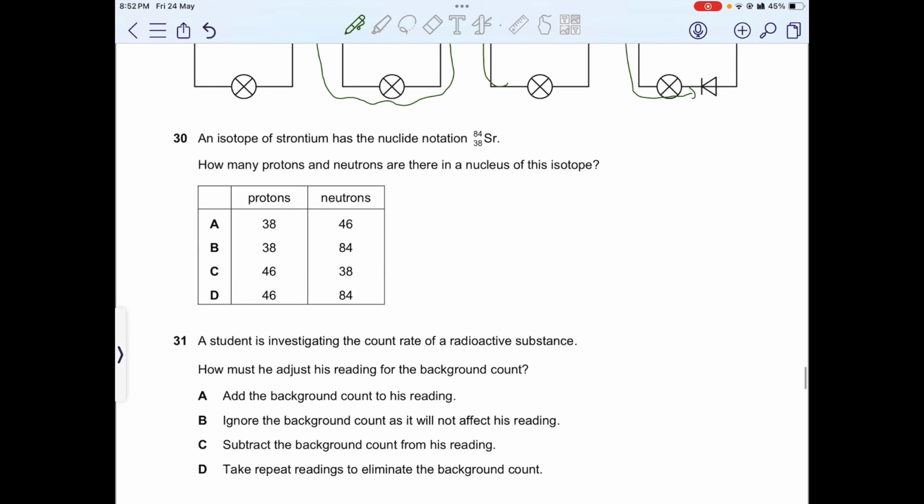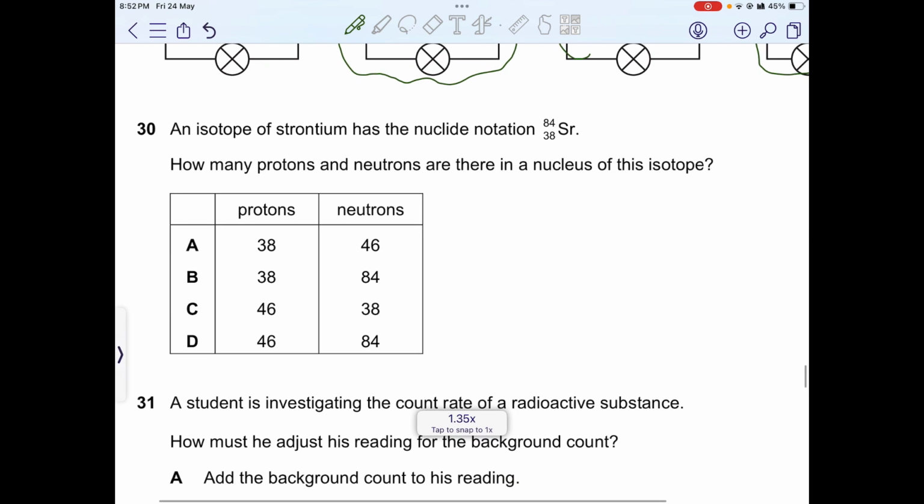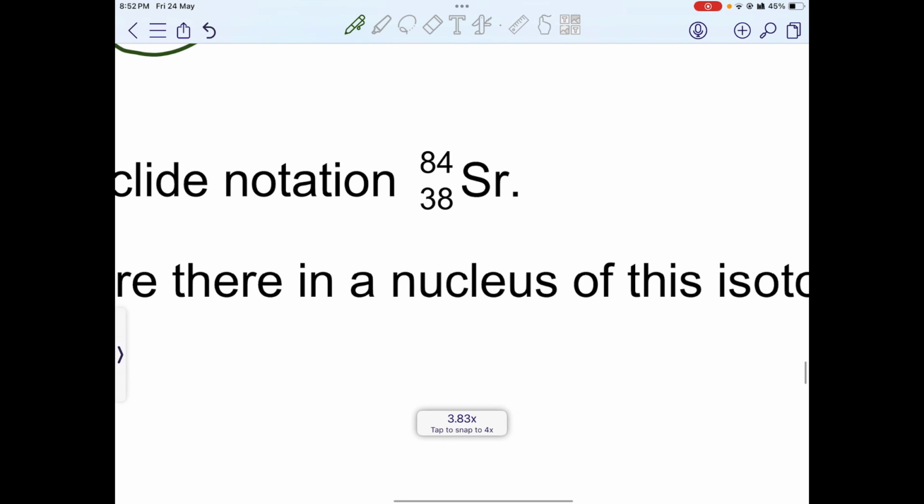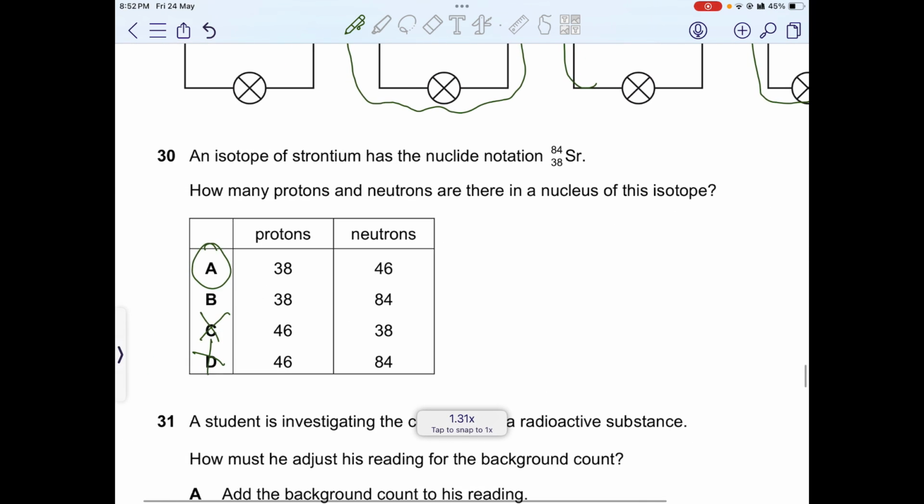An isotope of strontium has a nuclear notation of 84, and this one. How many protons? So protons are basically 38. It can't be C or D, it has to be 38. Whereas the neutrons are 84 minus 38, which would be 46. So 38 and 46. Remember, this is the mass number, this is the atomic number. The atomic number is the number of protons and the mass number is 84. The mass consists of both protons and neutrons, whereas this is only protons. So in order to find the neutrons, you do 84 minus 38, which is 46.